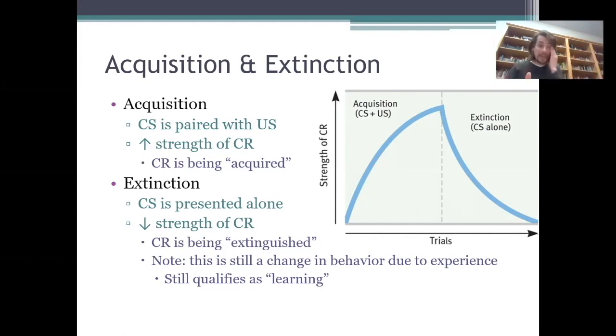Okay, so these are both things that we could see in an animal after it has gone through both the acquisition process and then the extinction process. These are post-extinction phenomena. And they're called spontaneous recovery and rapid reacquisition. I'll tell you about spontaneous recovery first.